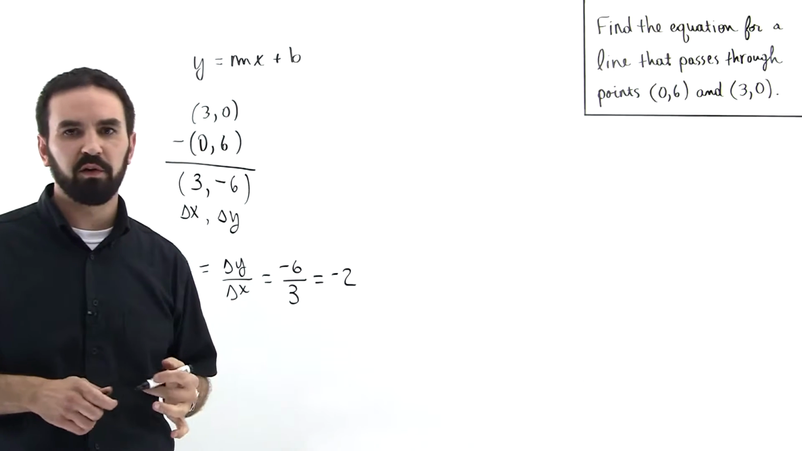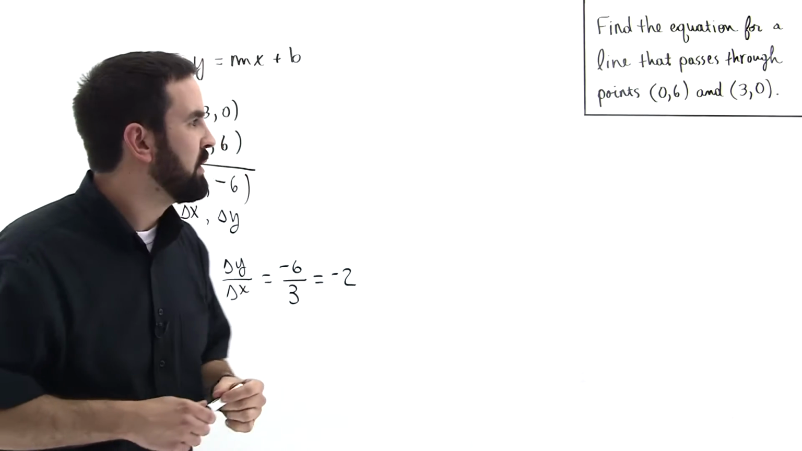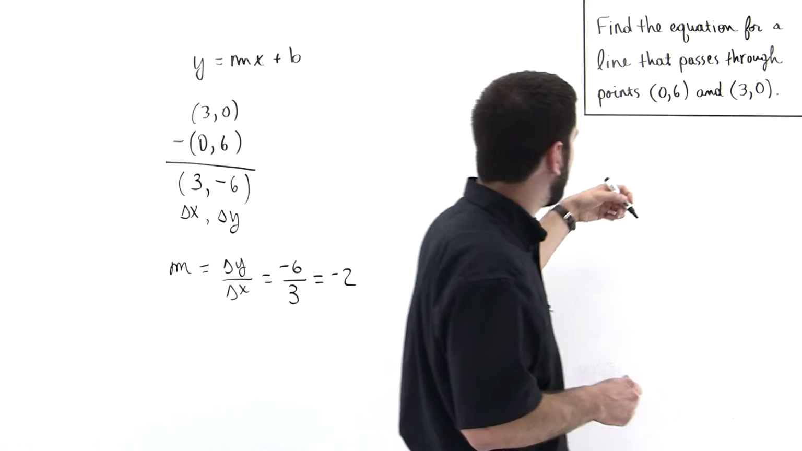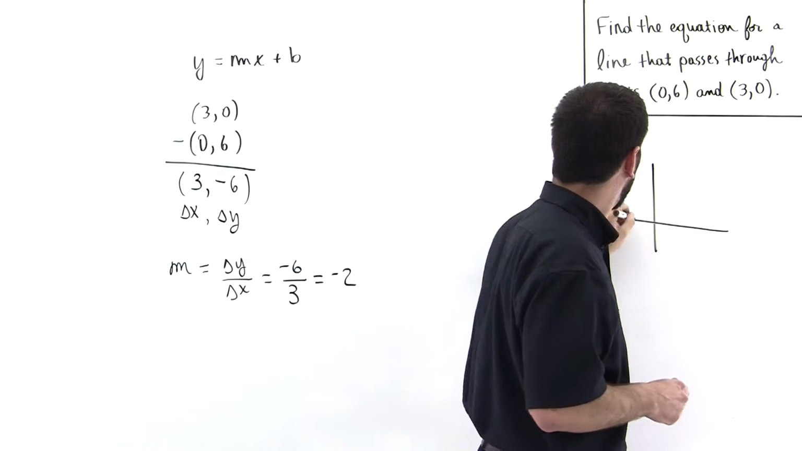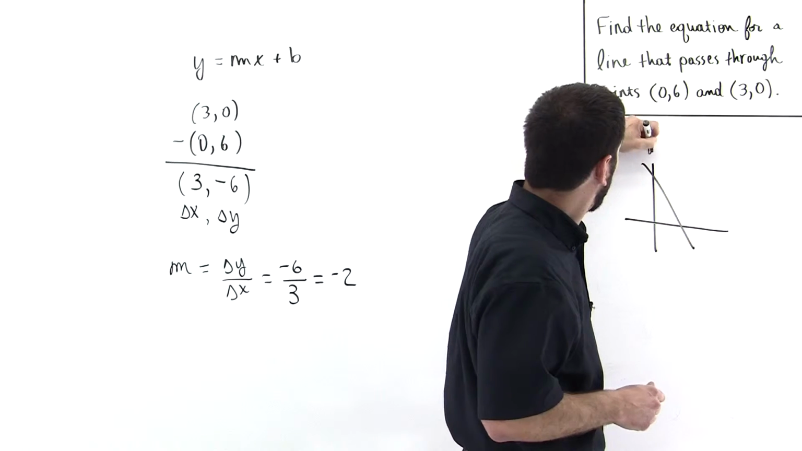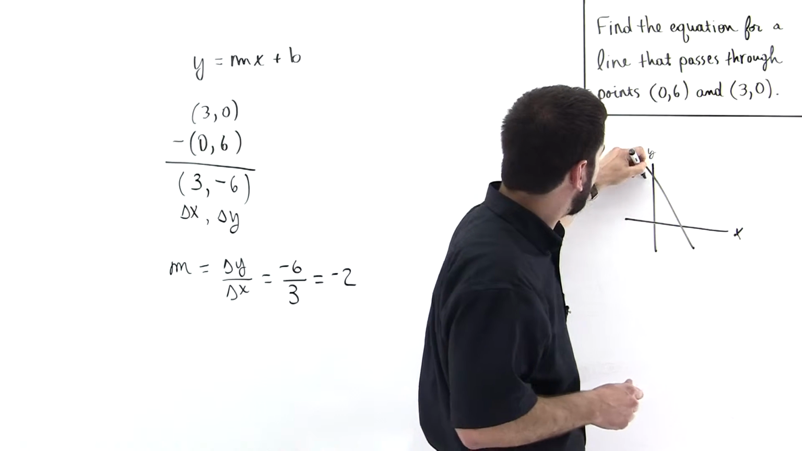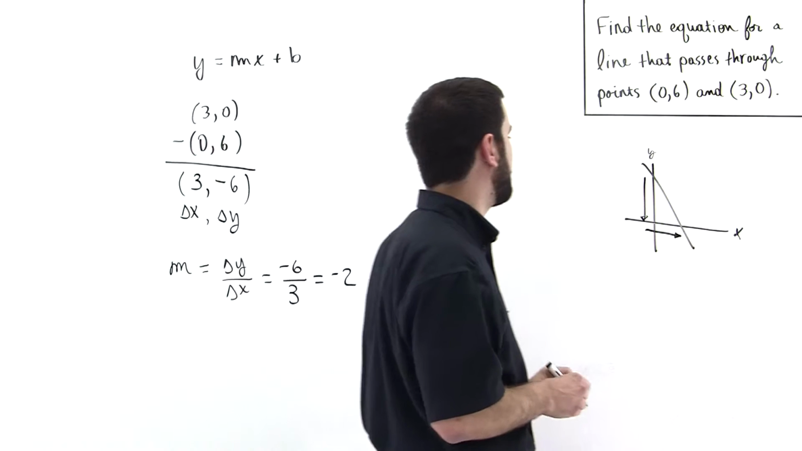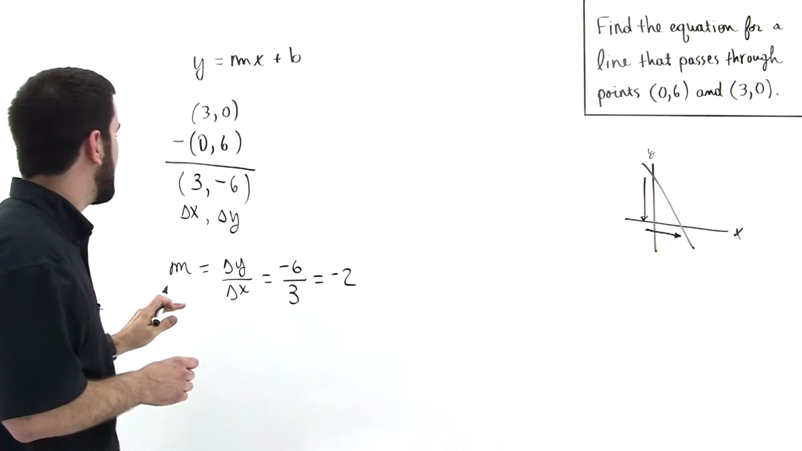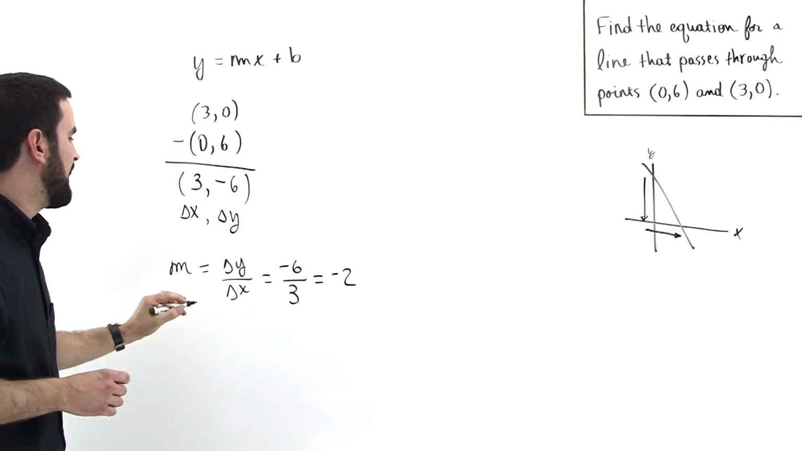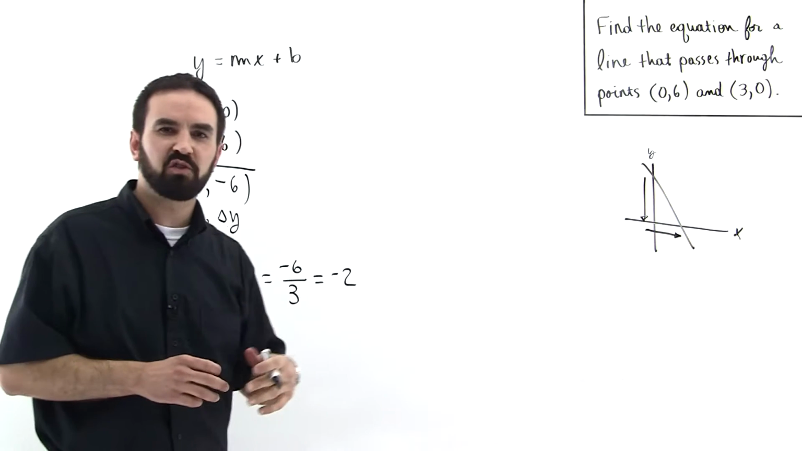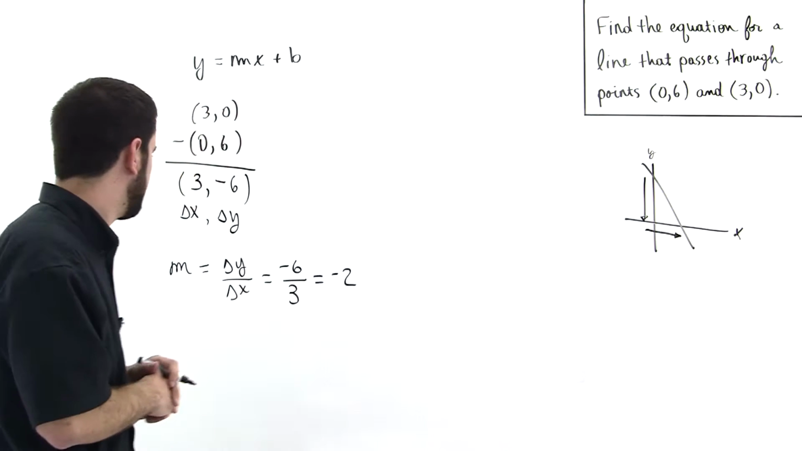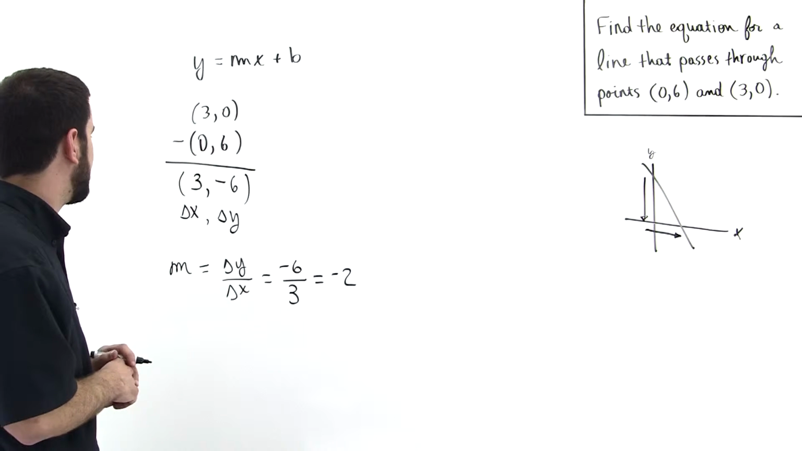Notice I didn't use the words rise over run, because in this case, we remember from previously, the graph looks something like this. So there's actually a fall, a drop and then a run. So we just annotate the change in y by delta y. It could be a drop, it could be a rise, but we just annotate it by delta y. And so we see that this is equal to negative 2.